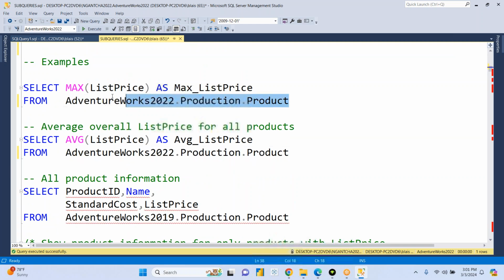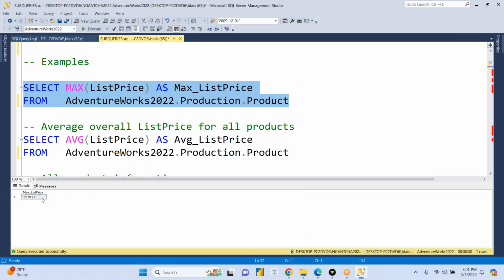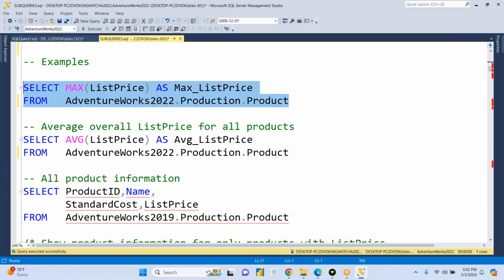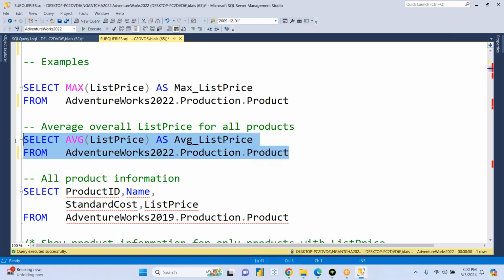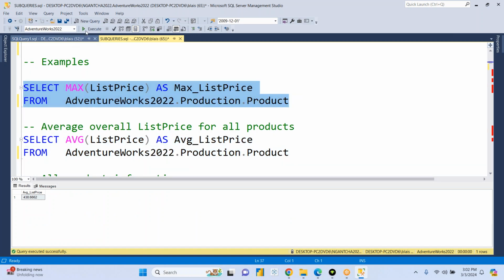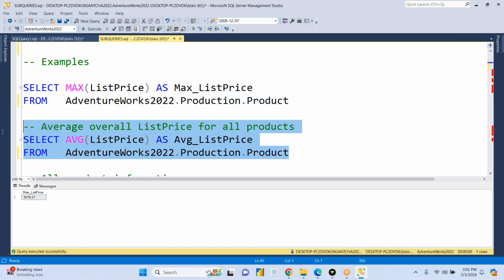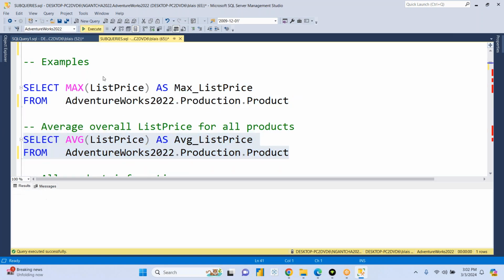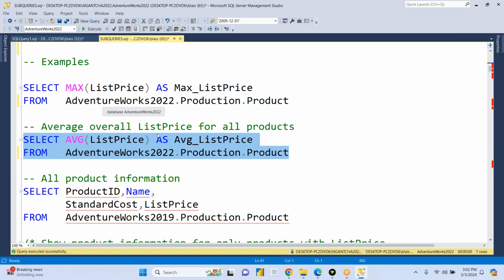So I'm beginning some investigation right here. I want to look at the maximum list price. That's the value we get. Okay. Now, the average overall list price for all products. I switch to average function, same column. I'm getting now the average list price. So this gives me the maximum list price. This gives me the average list price. So I'm heading somewhere with this information.